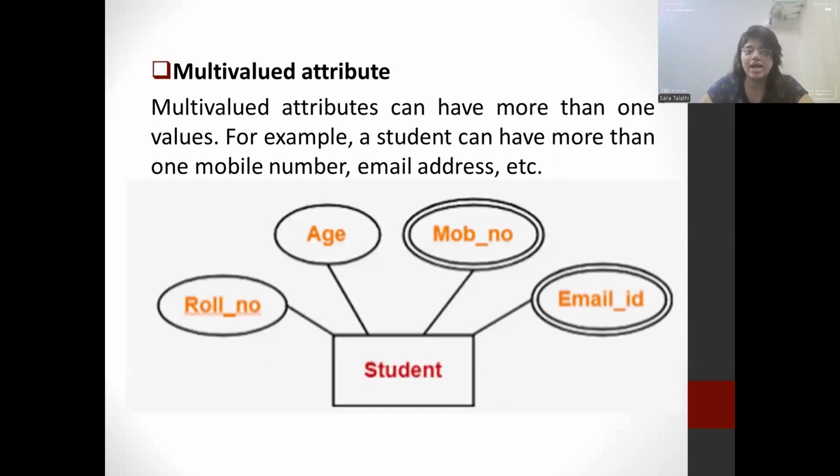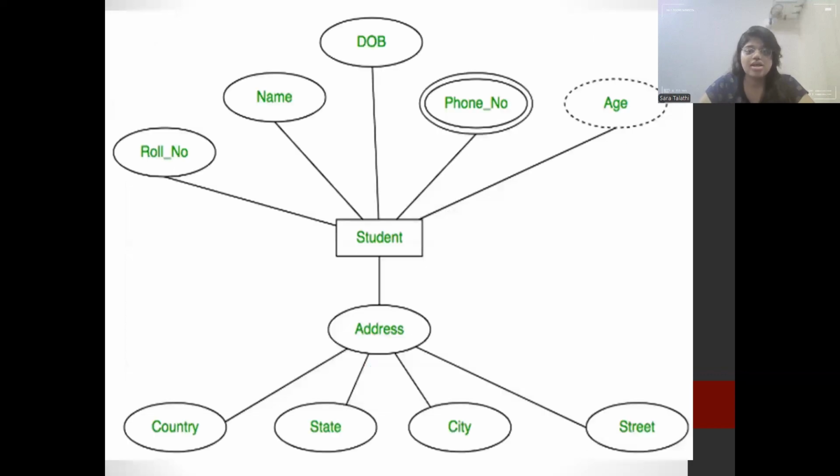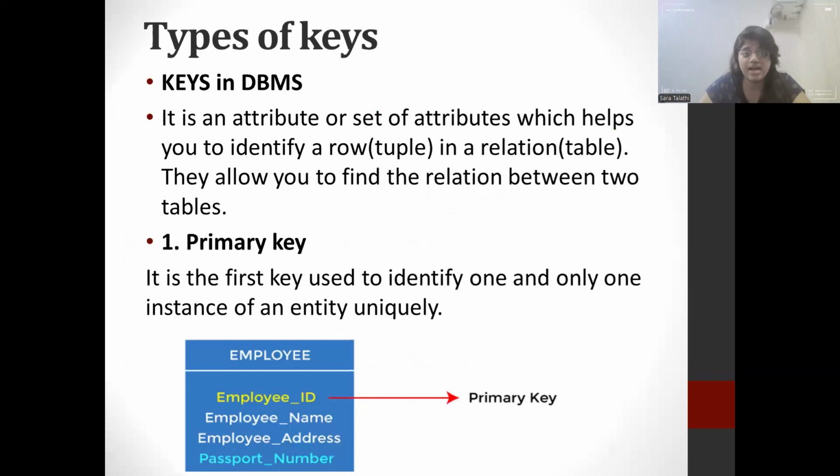Next is the multi-valued attribute. A multi-valued attribute can have more than one value. For example, a student can have more than one mobile number, email, and so on. Let's suppose a student has attributes like roll number, age, mobile number, and email ID. The roll number is the primary key, and email ID and mobile number are the multi-valued attributes. So here is the student example having multiple attributes, connected with the relationship of address, and address also having many other attributes.